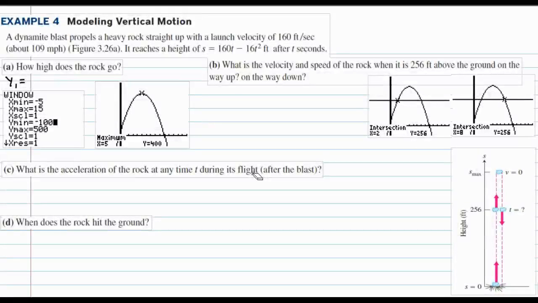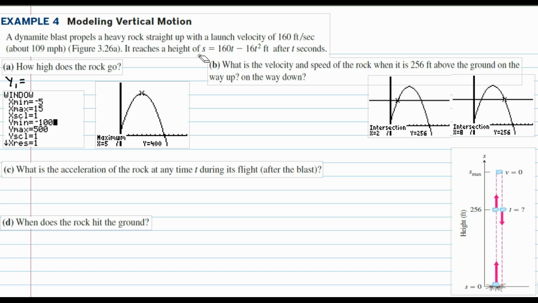This is the screencast for section 3.4, example 4. We're going to model vertical motion, which is definitely related to pre-calculus. We did a lot of vertical free fall motion there, but now we're going to add the calculus element to it. We have a dynamite blast that propels a heavy rock straight up with a launch velocity of 160 feet per second. So that's the initial velocity, 109 miles an hour, fine.